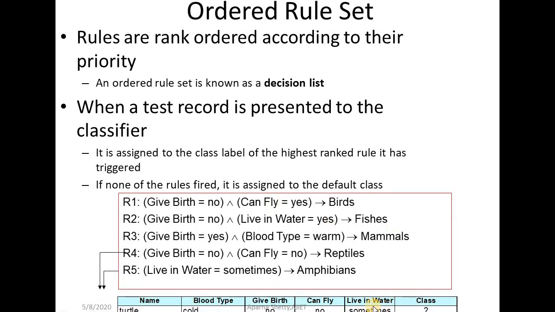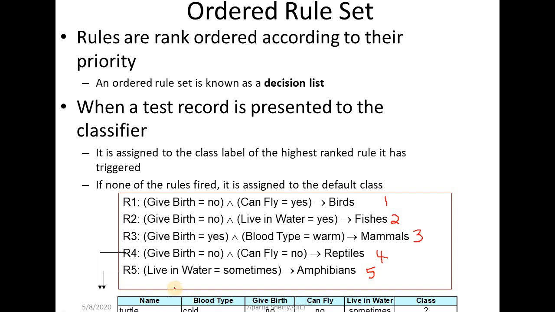Consider this example. There are 5 rules: R1, R2, R3, R4, R5. Suppose the priority of R1 is 1, the priority of R2 is 2, R3 is 3, R4 is 4, and finally the priority of R5 is 5. So R1 is the highest priority rule, the next priority rule is R2, the next highest is R3, and so on in this order. R1 has the highest priority.